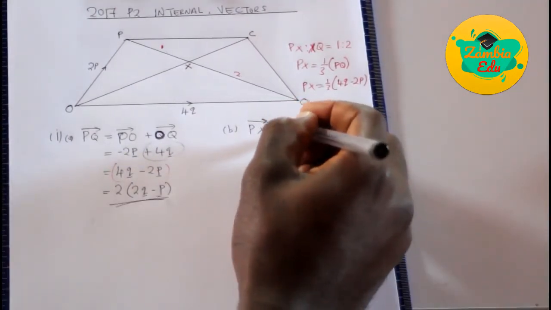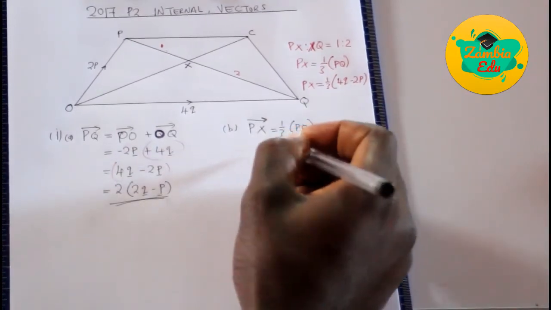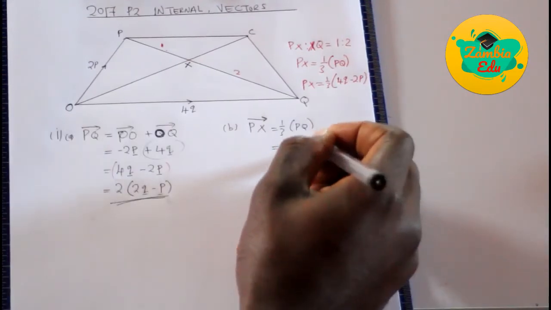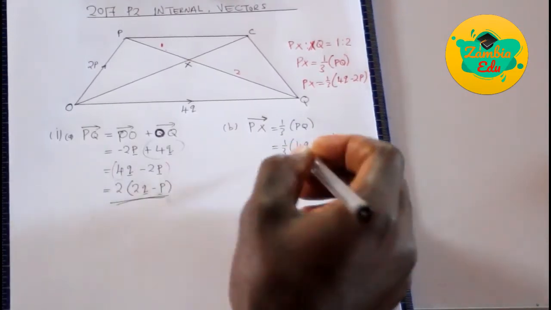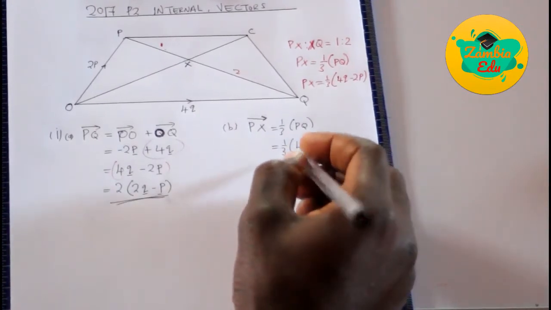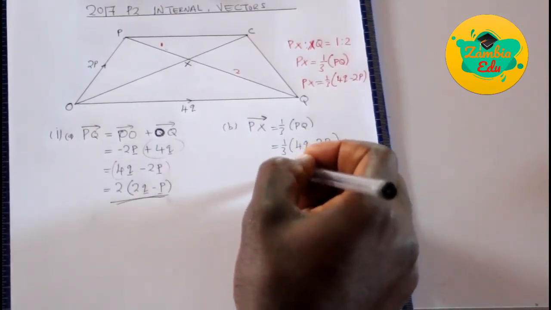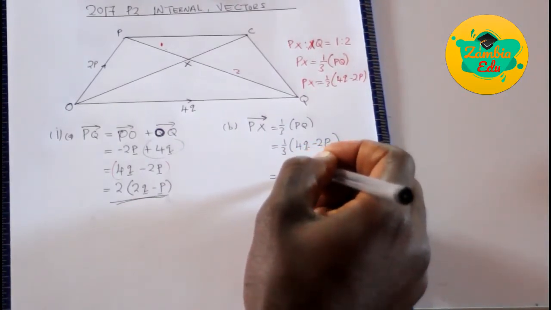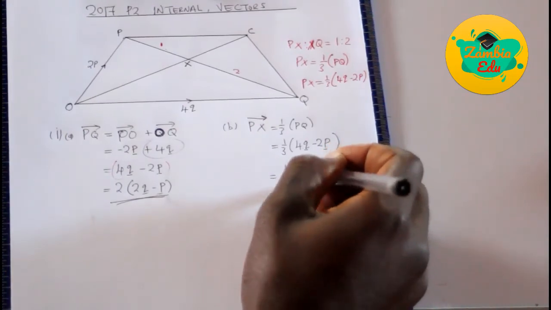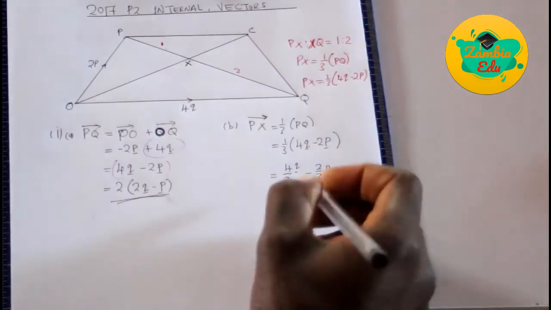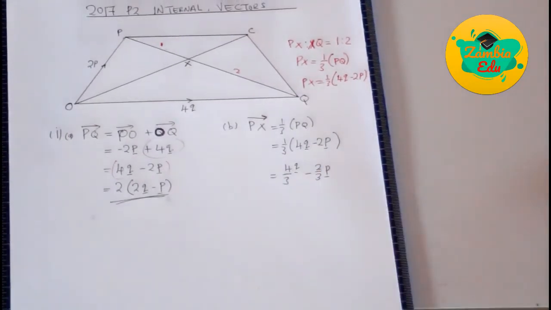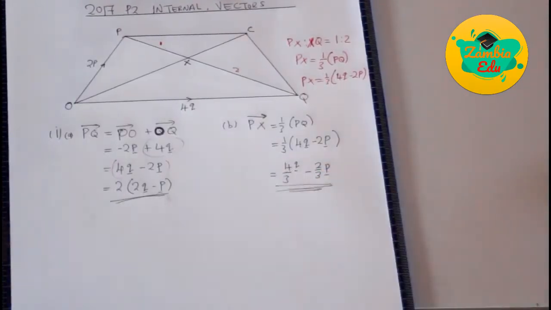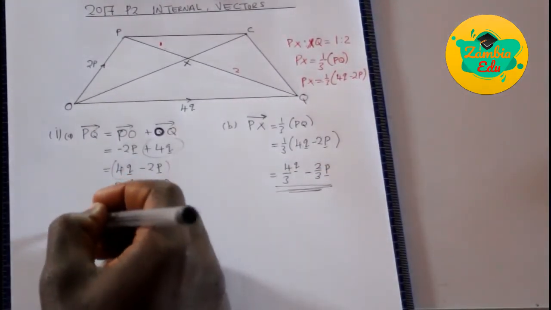PX is equal to PQ, which is going to be equal to 1 over 3, open bracket, 4Q minus 2P, which is going to be equal to this times that to give you 4Q over 3 minus 2 over 3P in that way. So that becomes our answer for B. Let's quickly go and solve C.